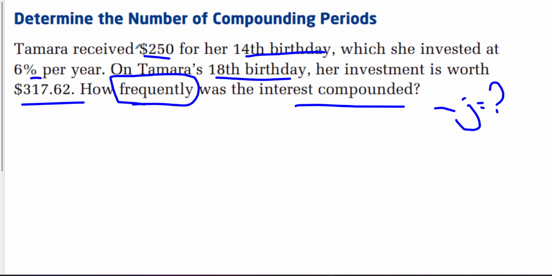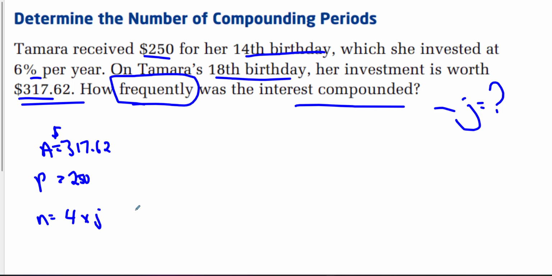So let's set up the equation. At least you should be able to do that much. So Tamara received $250 for her 14th birthday. So $250 is my initial amount. Sorry, I made a mistake there. P is principal, meaning initial. A is your future amount, which is 317.62. N is 4 years. But remember, it's always N times J.